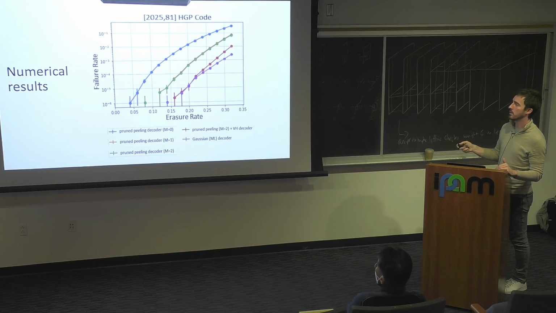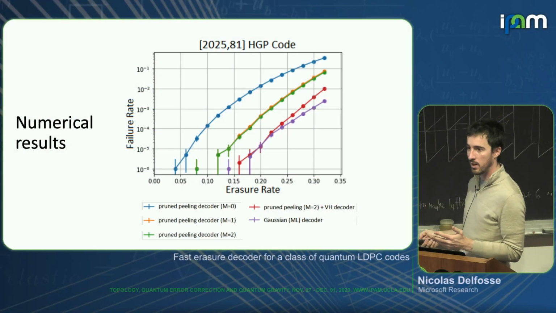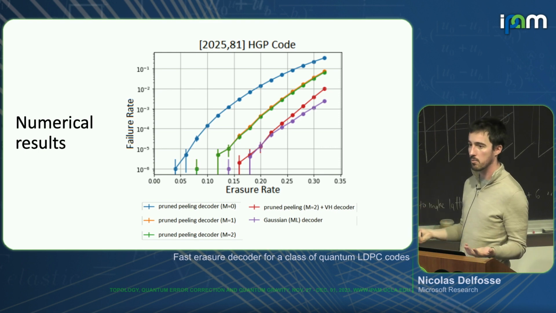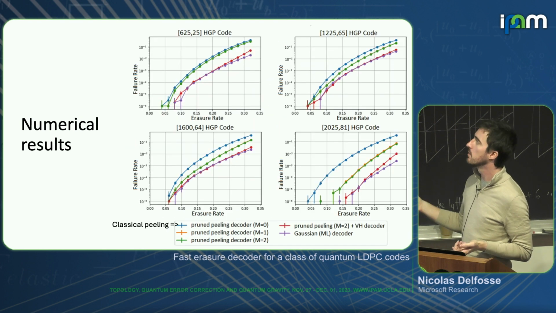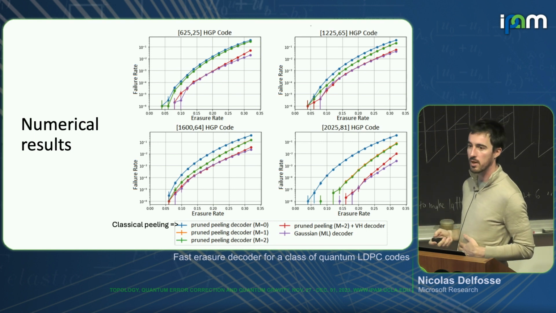And there is a small gap for high noise rate, which we care less about. We are mostly interested in low noise rate. So it works well, and it doesn't only work well for this code. We generated a bunch of random codes, and for all the codes we simulated, we observed the same thing. So these are 4 of them, with different code lengths, with 600 qubits, 1200 qubits, 1600 and 2000.